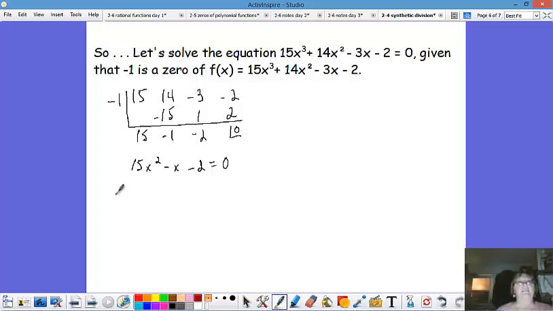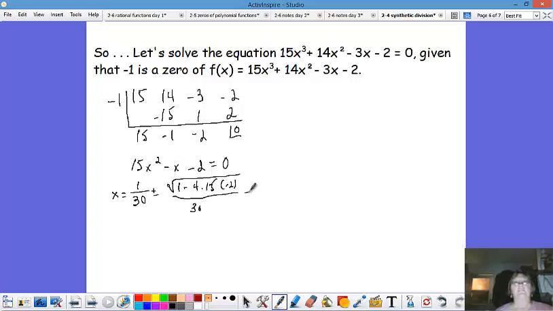So I'm going to say x will equal the opposite of b. b is negative 1. So we're 1 over twice a. So 1 over 30 plus or minus the square root of b squared. Negative 1 squared is 1 minus 4 times a times c, all over 2a, so over 30.